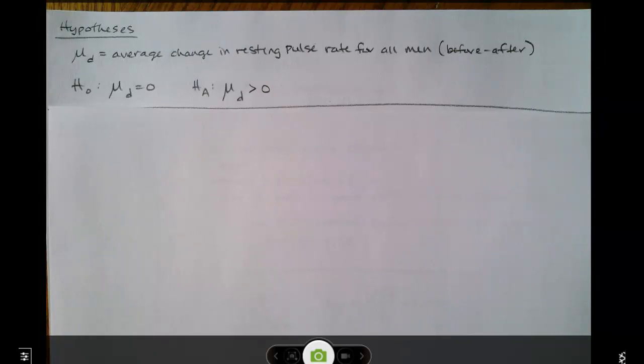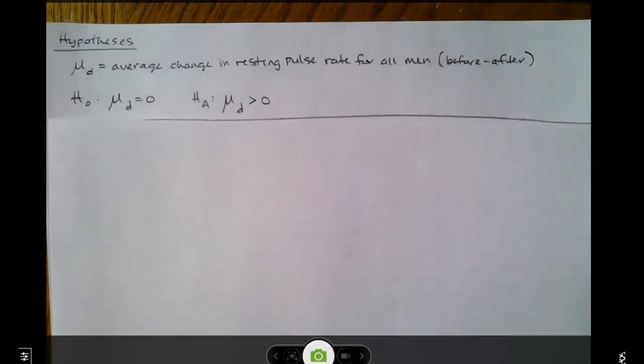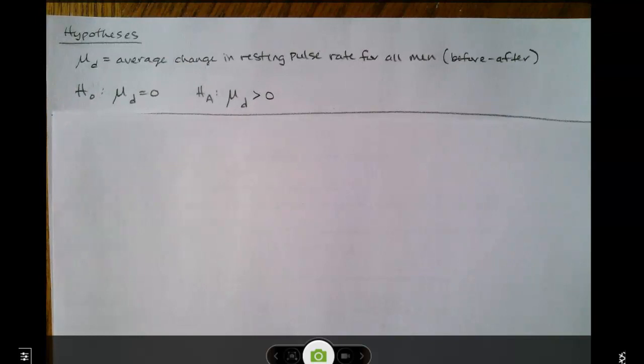As with every hypothesis test we do, our first step is going to be to write our hypotheses and then to define any variables that we're going to use. So in this case, we're going to look at the average difference in resting pulse rates for all men. And it's not a bad idea here to indicate which order you're going to subtract in, because you really can subtract in either order.